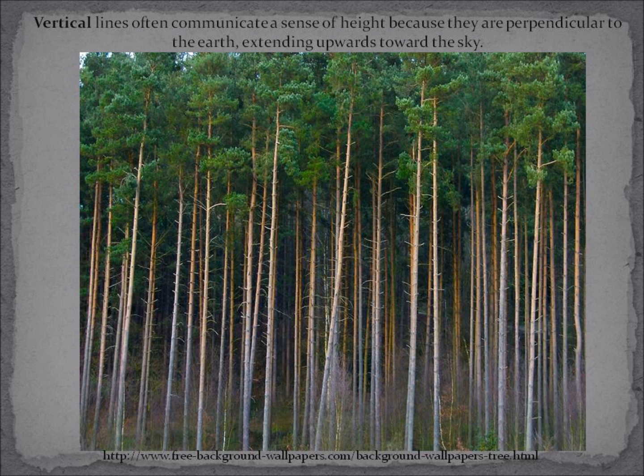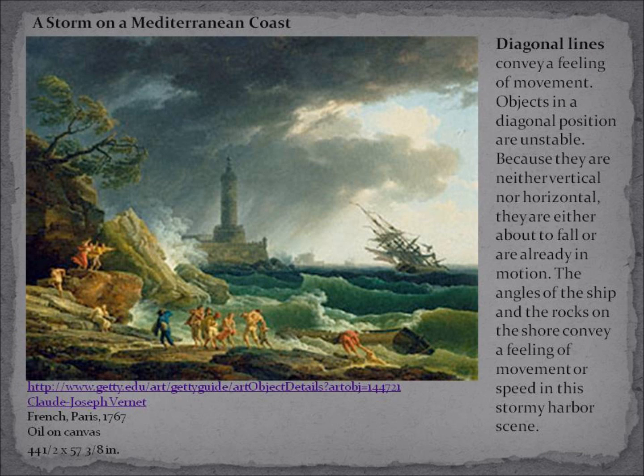Vertical lines often communicate a sense of height because they are perpendicular to the earth, extending upwards towards the sky. And diagonal lines convey a feeling of movement. Objects in a diagonal position are unstable because they are neither vertical nor horizontal. They are either about to fall or are already in motion. The angles of the ship and the rocks on the shore convey a feeling of movement or speed in this stormy harbor scene.